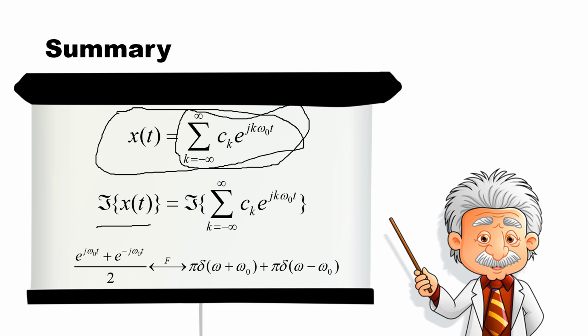Now we know that we have these complex exponentials for k is equal to 1 and -1, 1 and -1.